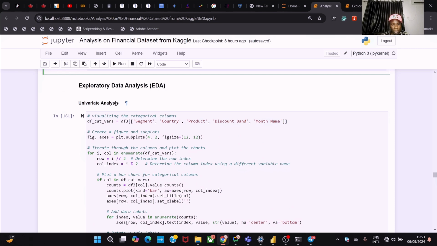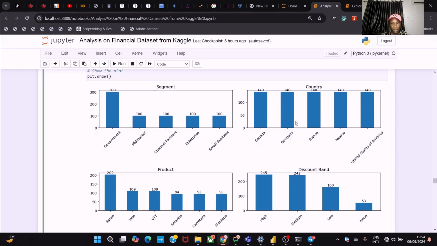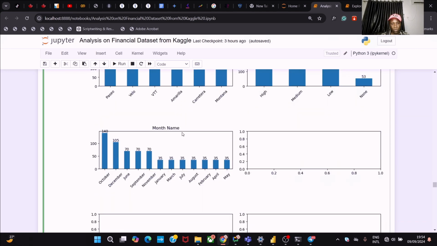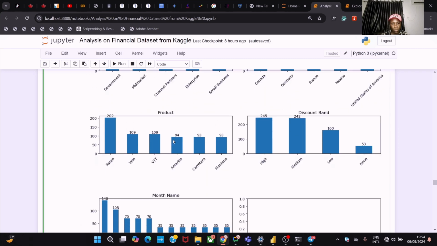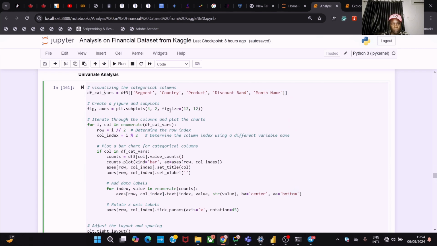As you can see, we started from the univariate analysis. Here I'm visualizing the categorical columns. I assigned the categorical columns to a variable named df cat vars. Then I plotted a subplot of 4 by 2, which means 4 rows and 2 columns: 1, 2, 3, 4, then 2. So that's the subplot.